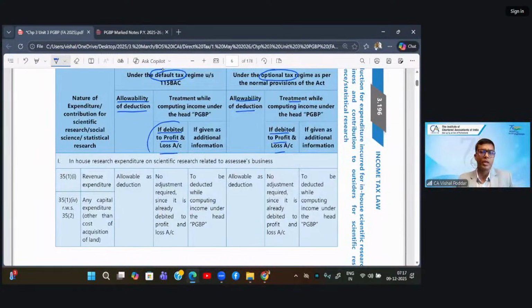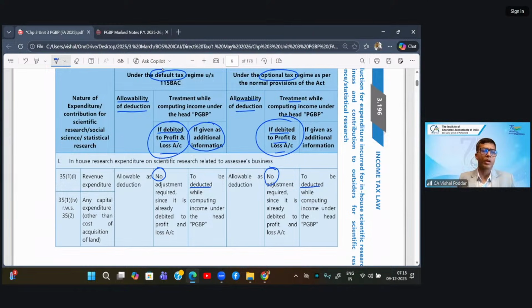Now see, this is important. If an item is already debited and it is also allowed in PGBP, no adjustment is required. Why? Because if something is already debited in the P&L, and PGBP is also allowing it, then there is no need to do any adjustment. However, if it is given in additional information below the P&L that it is not debited in the P&L for some reason, then mathematically you have to deduct it. So this is the reconciliation part.